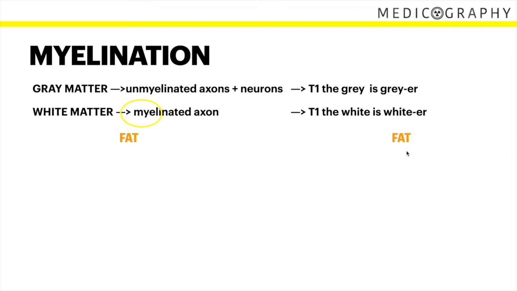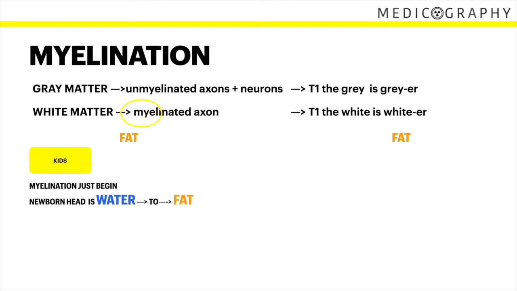But this is not going to be the same if you are looking at a newborn brain MR or kids under 2 years. That's a bit tricky, and I'm going to explain it because the myelination has just begun. The newborn head is different, the white matter is more watery. So it's simply progressing from water into fat. And we can see mature myelination on T1 brain MR at 1 year old, but on T2 at 2 years old.